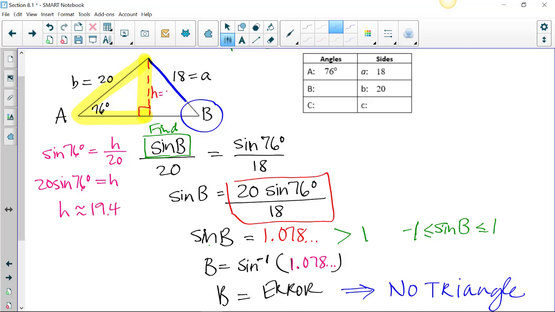So we can see then that if 19.4 is the shortest distance from this vertex C to this side down here, then 18 would not be long enough to make it. Even if it went down this direction, it's still too short. Okay? So that's the situation of what happens if you have no triangle.